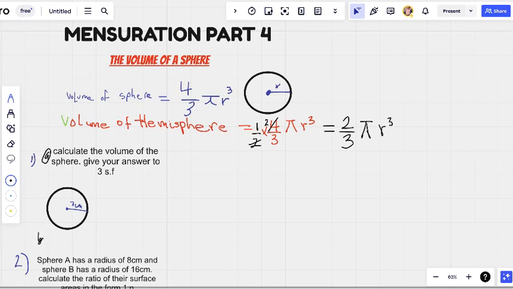I'll put hemisphere, meaning we're going to calculate volume of the hemisphere. So for the B, we'll just put volume. I write VOL of hemisphere. So volume of hemisphere is the B part of this question.